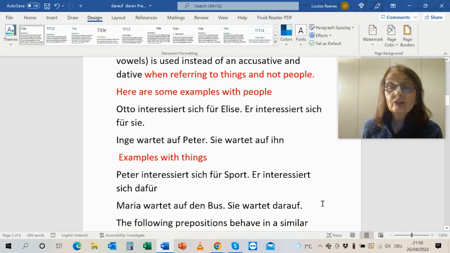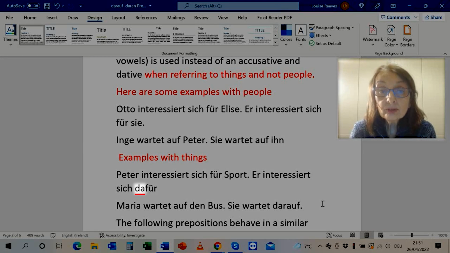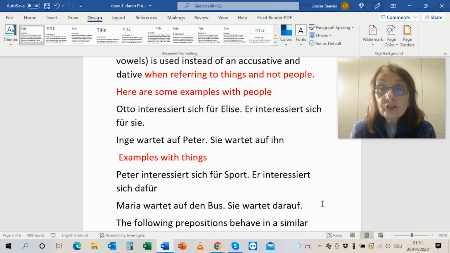Now we're going to show you a few examples with things. So Peter interessiert sich für Sport. Now Sport is not a person, remember? So interessiert sich dafür. What did I do? I put da in front of the preposition für. Peter is interested in sport. He is interested in it.